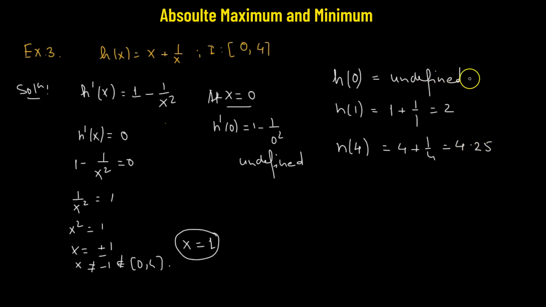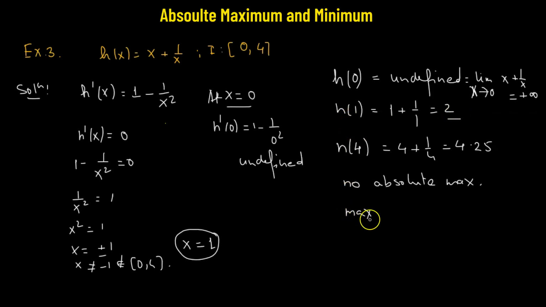Undefined, in the sense that here we'll have to actually consider the limit. When x approaches 0, x plus 1 over x gives us plus infinity. So that means this particular function has no absolute maximum value. It has only an absolute minimum value, which occurs at x equals 1.